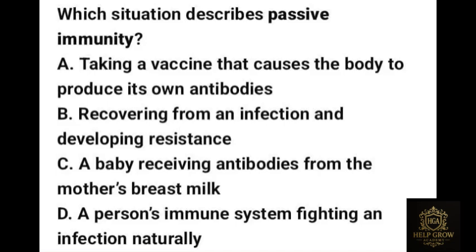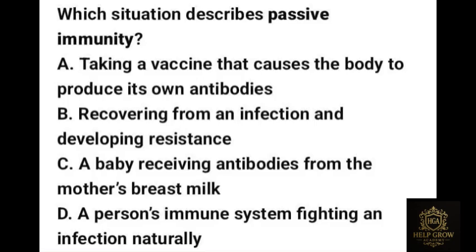Now, passive immunity happens when a person receives ready-made antibodies from another source instead of producing them by themselves. For example, when a baby drinks breast milk, it gets antibodies from the mother that help protect it from diseases. However, this protection lasts only for a short time because the baby's body did not make the antibodies on its own. In contrast, vaccination and recovery from infections are forms of active immunity because the body itself produces antibodies.